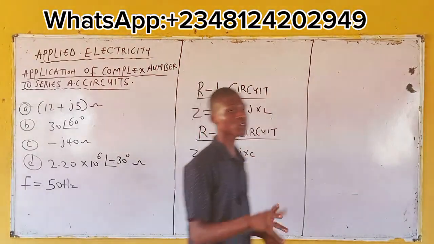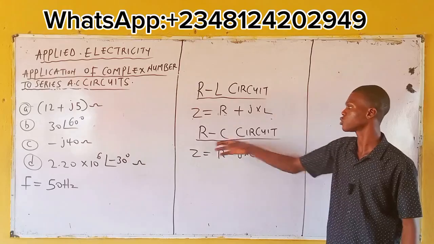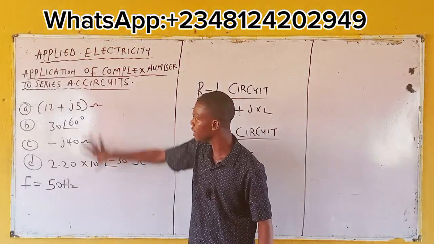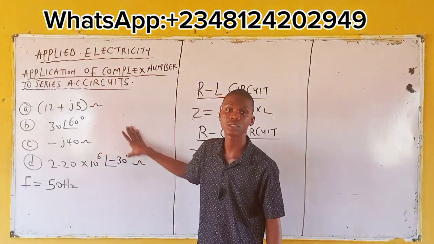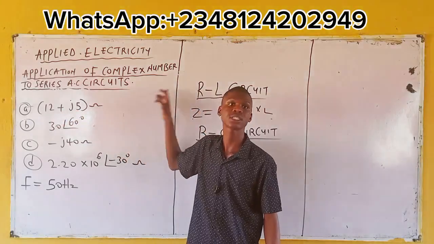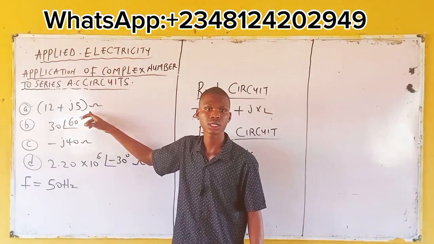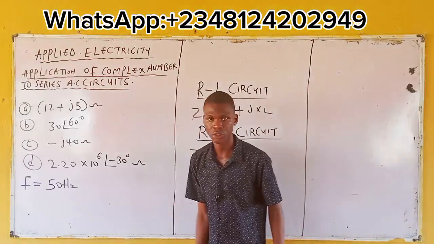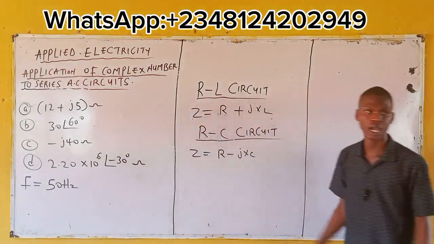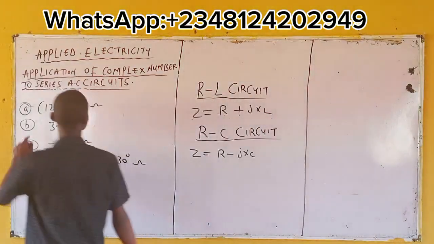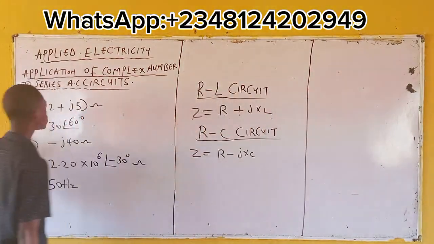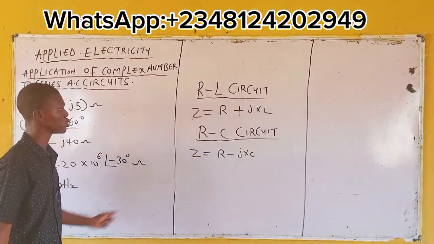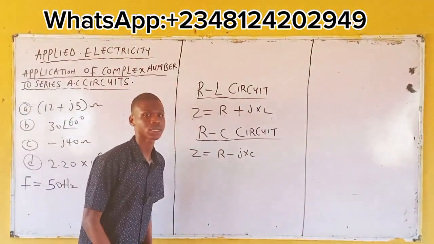So the question was not specific about whether it is an RL circuit or an RC circuit. The question wants to test your ability to identify the type of series circuit it is. This A, is it an RLC circuit or an RC circuit? We don't know. But this is what you do: relate each question to each circuit diagram, to each circuit impedance formula. Relate each question to the RL circuit impedance, and also to the RC circuit impedance.